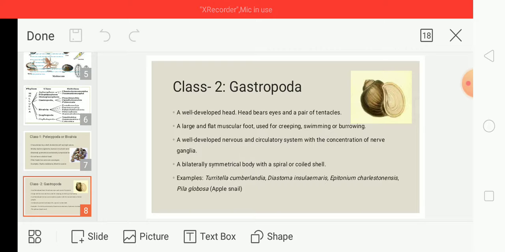Torsion means twisting of the body takes place through 180 degrees. Due to the torsion, the mouth and anus lie at the same end, or same side, of the body. The foot is ventral and muscular. The buccal cavity is provided with the radula, and the circulatory system is open type. The sexes are mostly separate, while some are hermaphrodite.